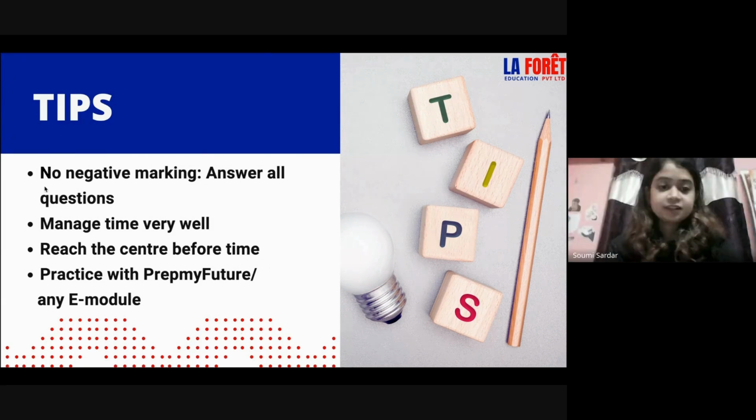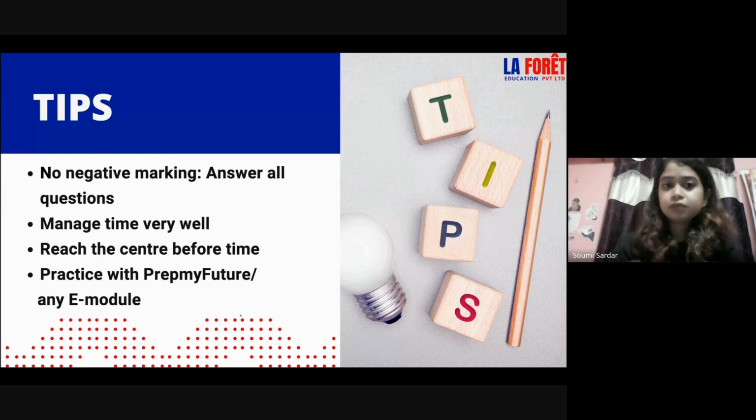Yes. So I'll go with the tips that we can tell our students to use as good practice. The first one is, as there is no negative marking, answer all the questions. As ma'am already mentioned, because there is no negative marking, even if you don't know the answer, just answer the questions. Just mark the questions, so that will always help you.